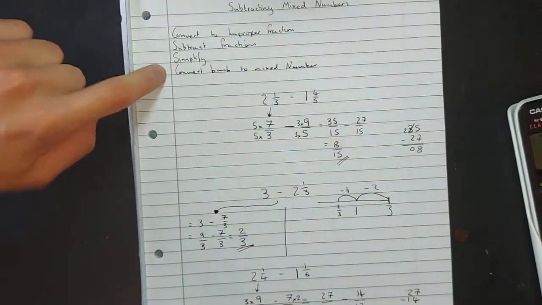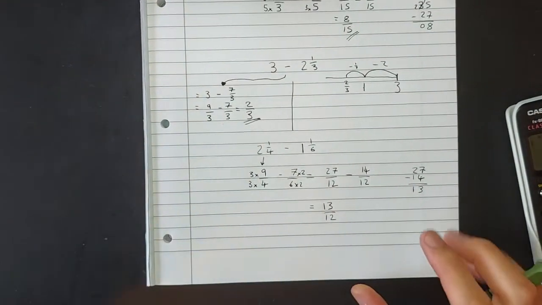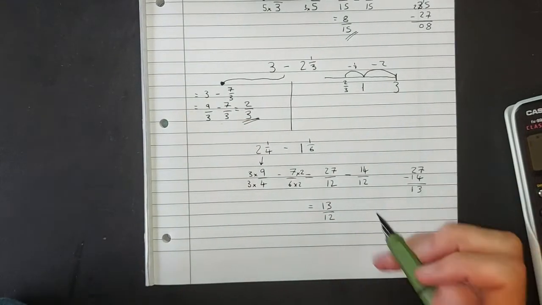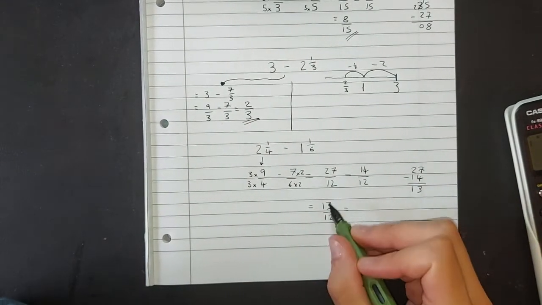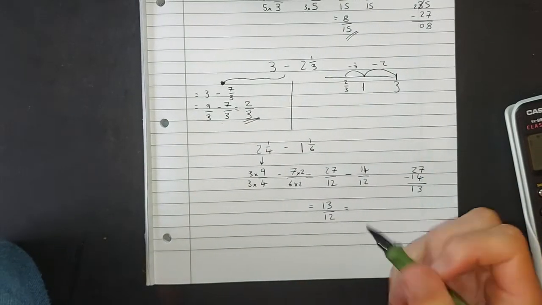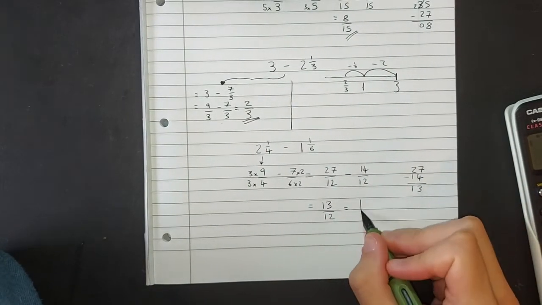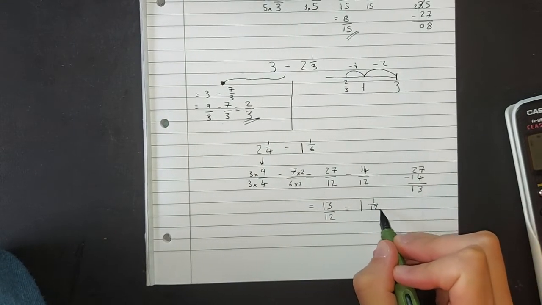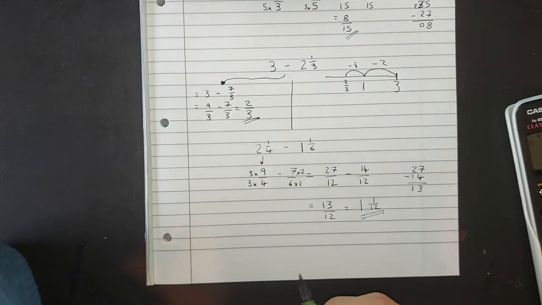So next we're going to convert back to a mixed number. Now this answer is more than 1, so we can convert to a mixed number. This would be the same as, well, the closest multiple of 12 to 13 is 12, and that's 1 times 12. So we've got 1, and then how many twelfths have we got left over? Well, 1 twelfth. That's our final answer.